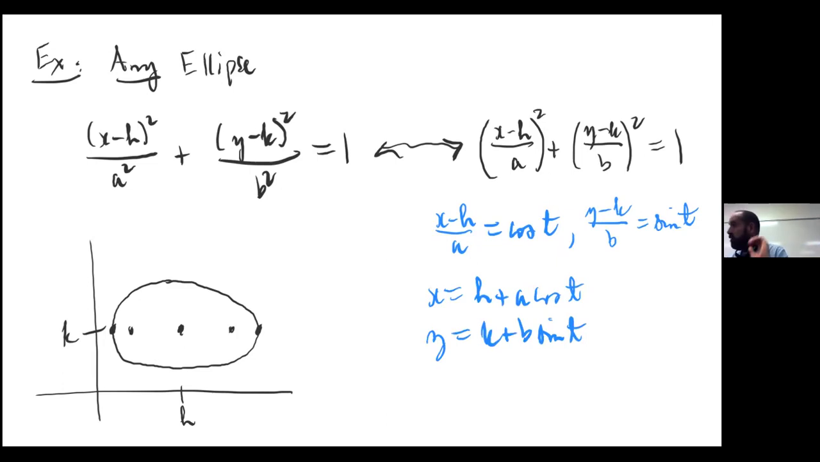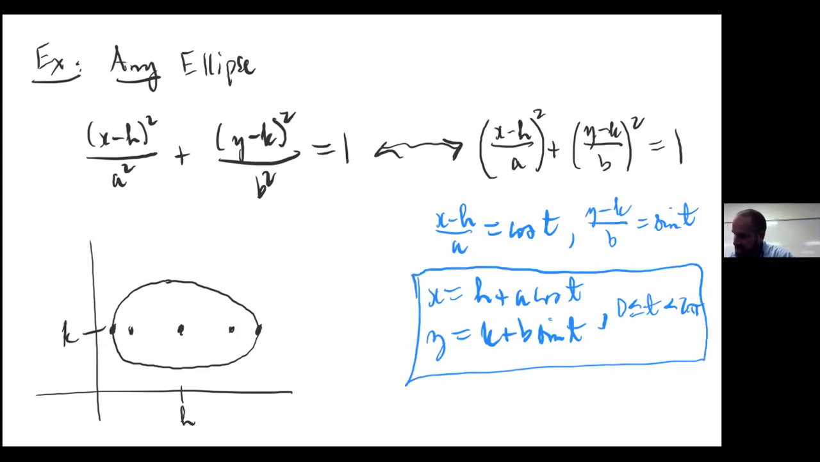Does that make sense? Before, sine and cosine were scaled by the radius, and that just scaled out the unit circle to a circle of radius r. Now having different scaling numbers, a and b, is going to scale me out in the x direction and the y direction properly to keep me on this ellipse. And what's t going to go between? What do you guys think? 0 to 2 pi. 0 less than or equal to t less than 2 pi. Exactly right. There is my parametrization.